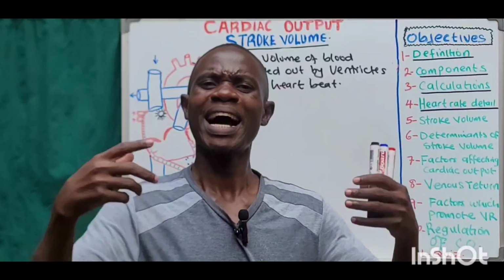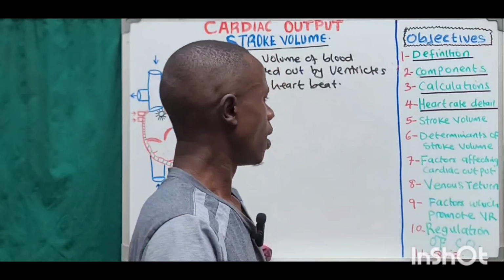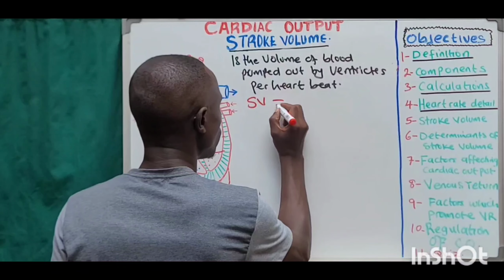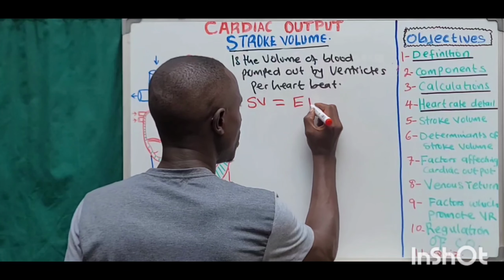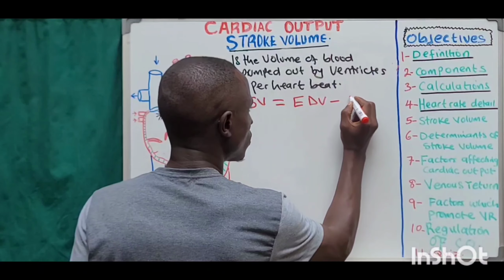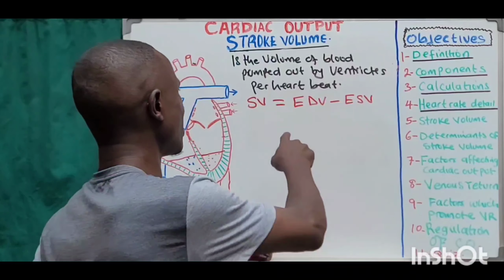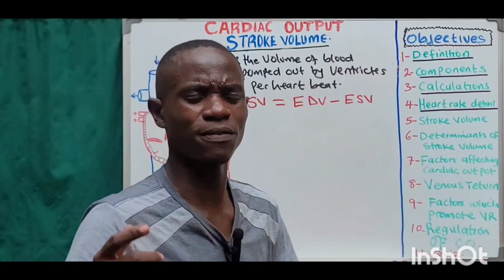Okay, so now that is a simplified definition of stroke volume. So now the question is, how do we calculate stroke volume? We have this beautiful equation that stroke volume is going to be equivalent to EDV minus ESV. Now you may ask yourself, what is EDV and what is ESV?